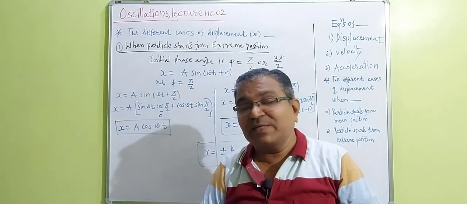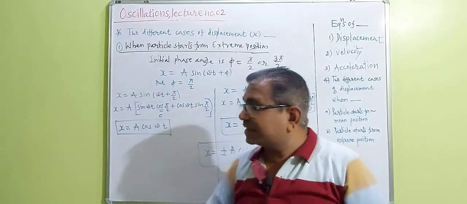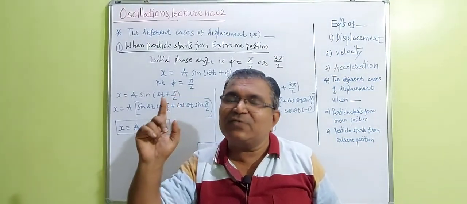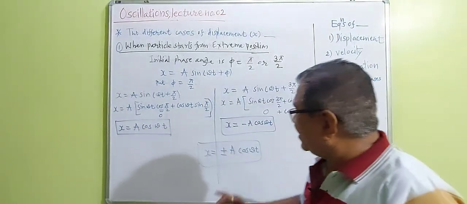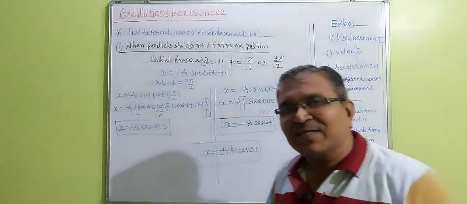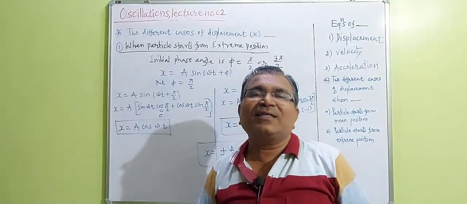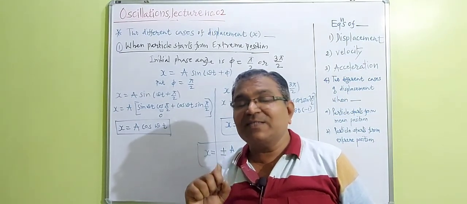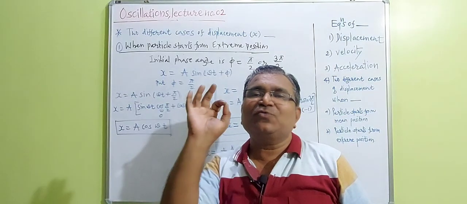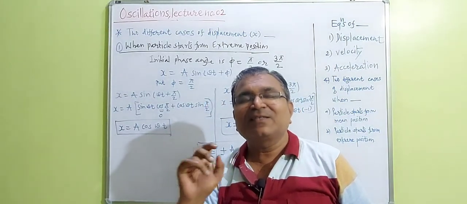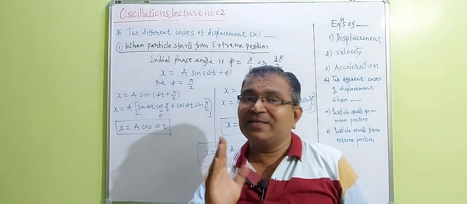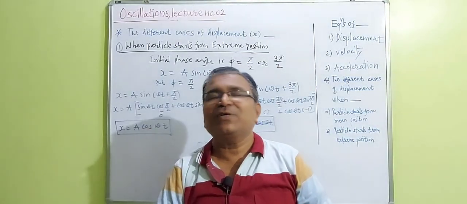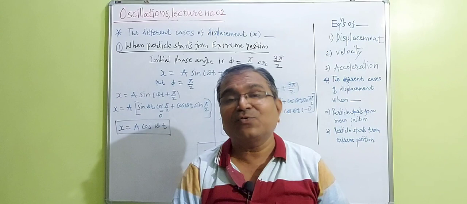Listen carefully, I will repeat again. When x is equal to plus capital A cos omega t, then the particle starts from positive extreme towards mean, and when x is equal to minus A cos omega t, at that time the particle starts from negative extreme towards mean. Combining these two equations, we get x is equal to plus or minus capital A cos of omega t when the particle starts from extreme position. When the particle starts from mean position, x is equal to plus or minus A sin omega t.